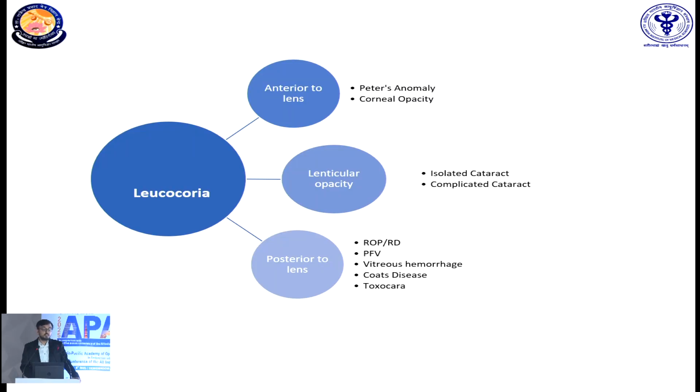The causes of the leukocoria can be anterior, or within the lens matter, or posterior to the lens. Anterior, it can be due to the cornea or anterior segment dysgenesis, and posterior to the lens, it can be retinal detachment, toxocara, persistent fetal vasculature.